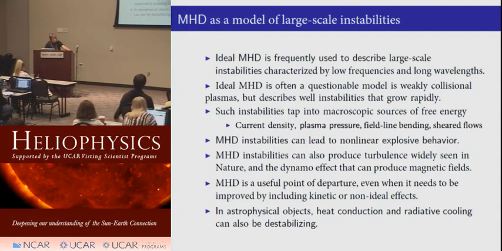When MHD instabilities do not lead to explosive behavior, they can produce turbulence. Okay? Example, solar wind turbulence. It has been understood for a long time that solar wind turbulence is produced due to the interaction of nonlinear Alfvén waves. At a very zeroth order level, though not completely, this can be understood from MHD theory.